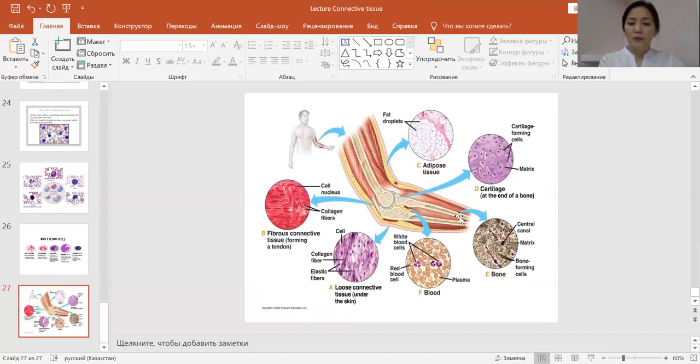And another one is bone. We described bone as one type of connective tissue, which also consists of matrix and cells. And the last one is blood, which circulates in the bloodstream. We can see different types of blood cells, for example white blood cells and red blood cells, and the spaces between the cells are filled by plasma.